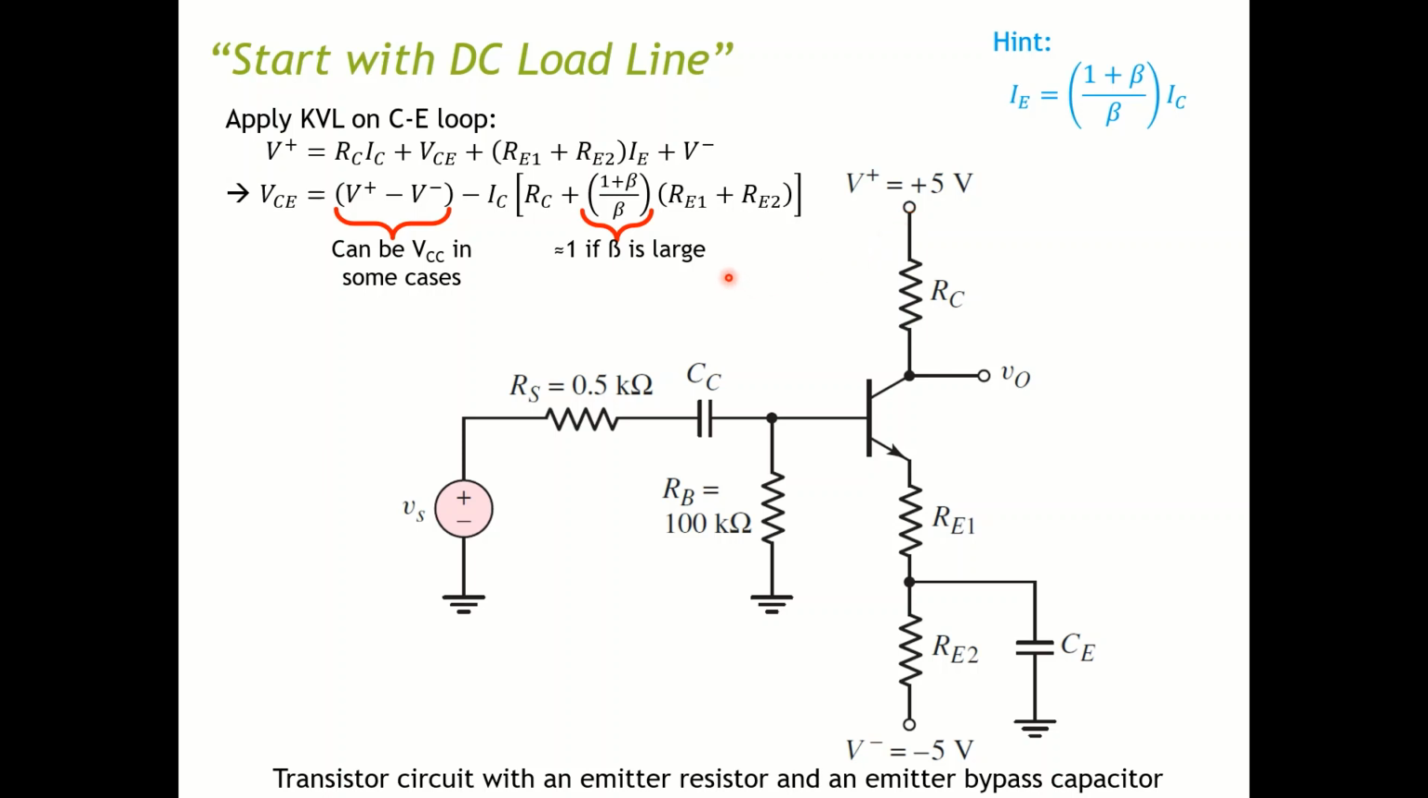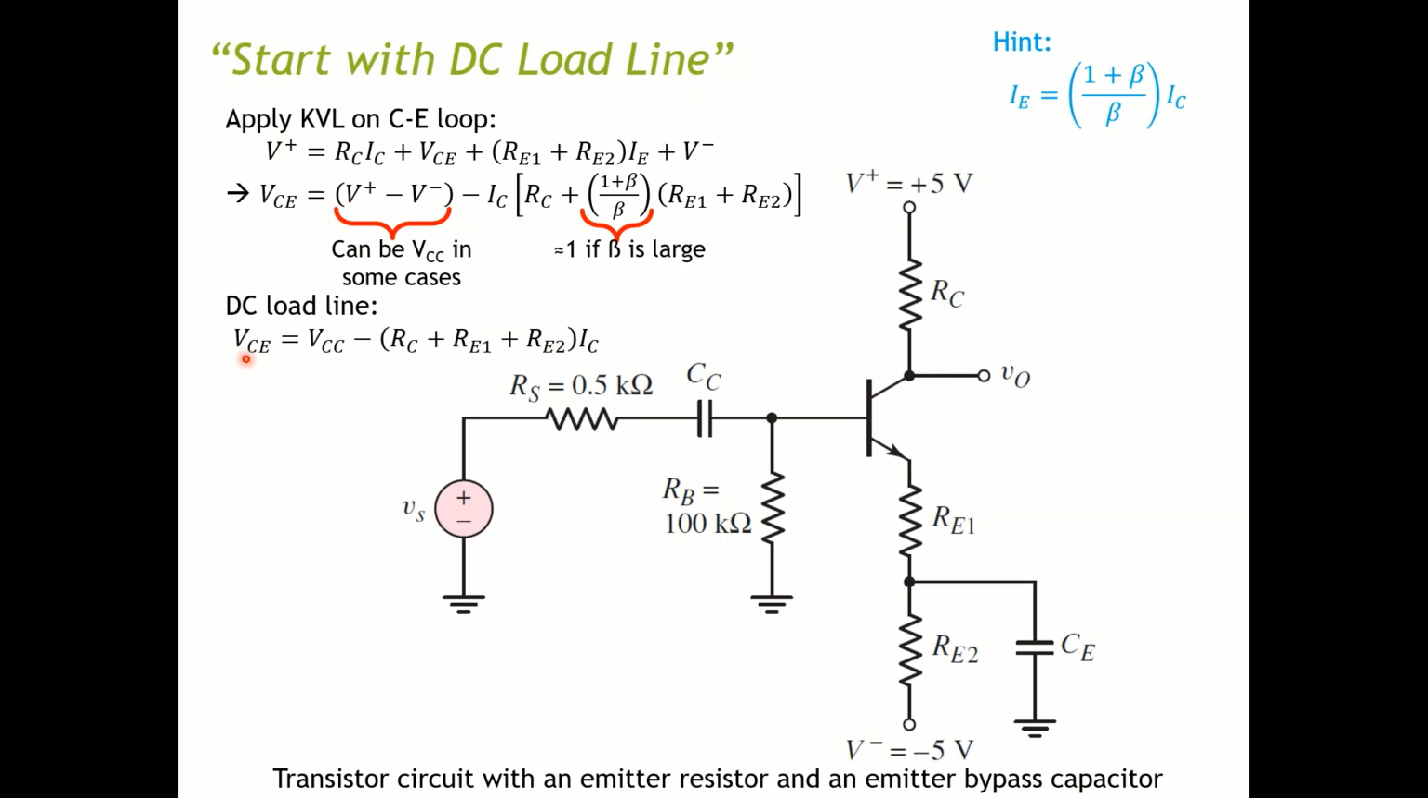The second thing I want to talk about is this term of (1 + beta) over beta. In many cases, beta would be a large number, usually 100, 200, 150. So if beta equals 100, for example, you have this factor as 1 plus 1 over 100, so it's going to be equal to 1.01. So you can estimate this whole factor to be 1 for your convenience.